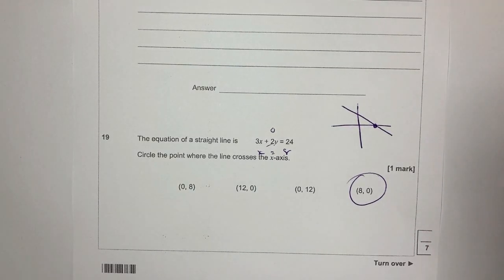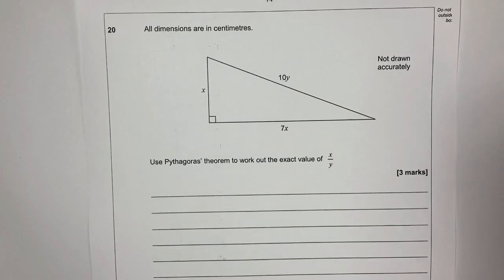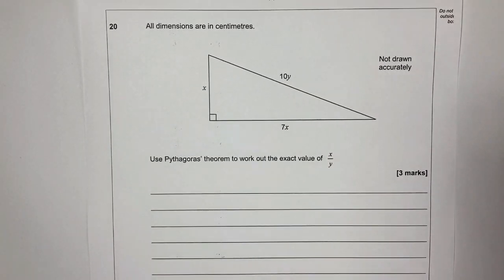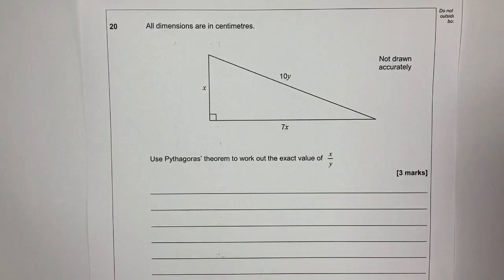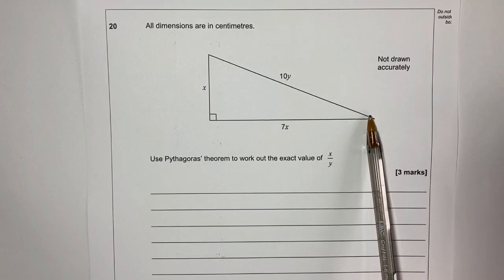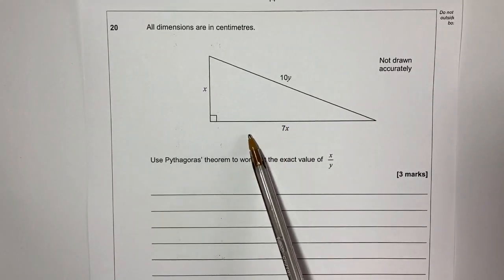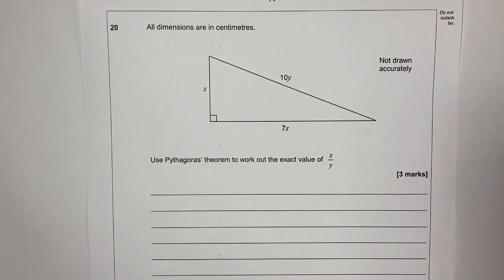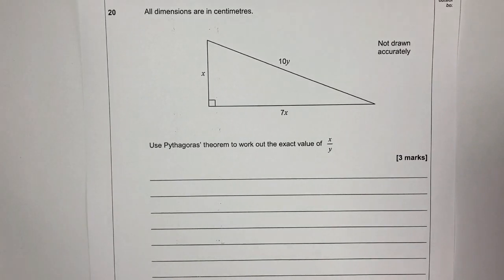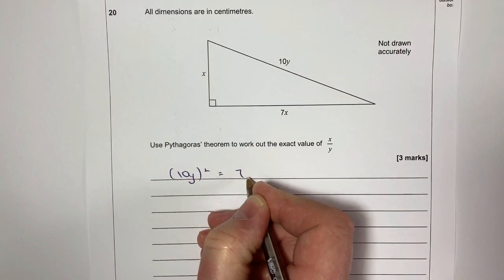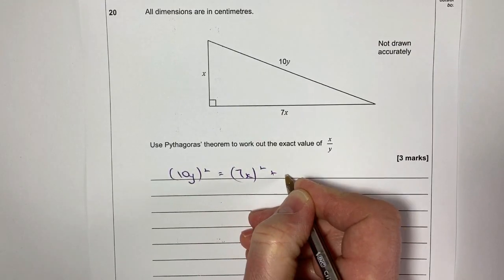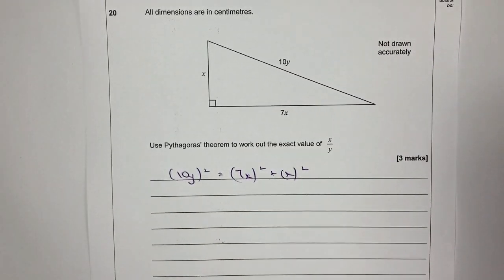Let's move on then to question number 20. Now question number 20 says use Pythagoras' theorem to work out the exact value of x over y. Let's have a look at how Pythagoras' theorem works. Basically, 10y squared is equal to 7x squared plus x squared. Now you'll notice that I've used brackets.